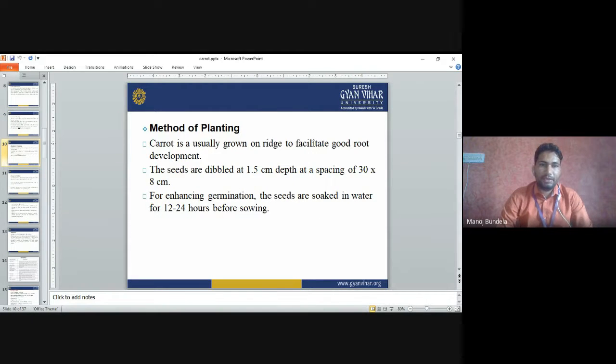Method of planting: carrot is usually grown on ridges to facilitate good root development. The seeds are dibbled at 1.5 cm depth and spacing is 30 by 8 cm. To enhance germination, the seeds are soaked in water for 12 to 24 hours before sowing. Normally we use the dibbling method, and to increase germination we soak the seed in water.